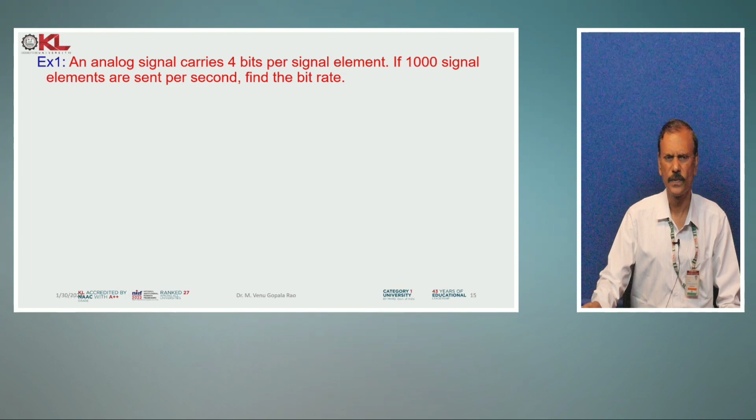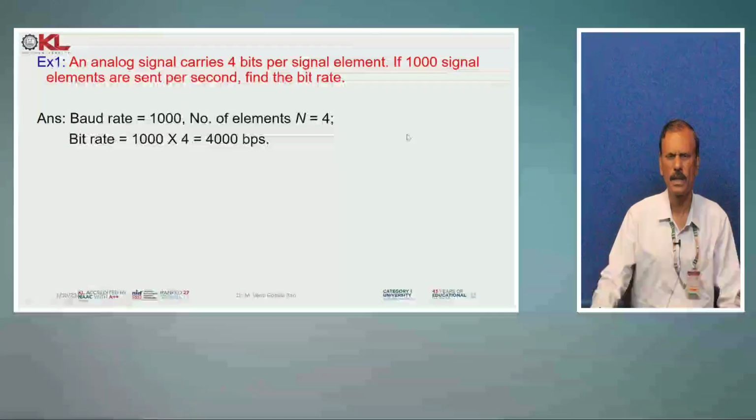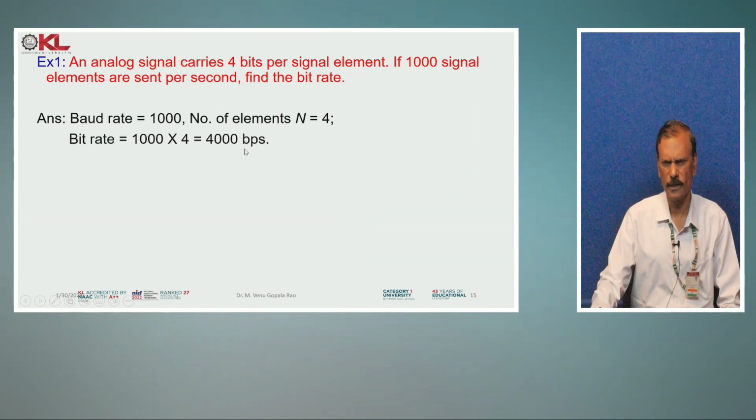Now let us see a few examples to understand better. Example 1: an analog signal carries 4 bits per signal element. If 1000 signal elements are sent per second, find the bit rate. The baud rate is equal to 1000, since 1000 signals are sent, and the number of bits per element is N equal to 4. So the bit rate is nothing but 4000 bits per second.